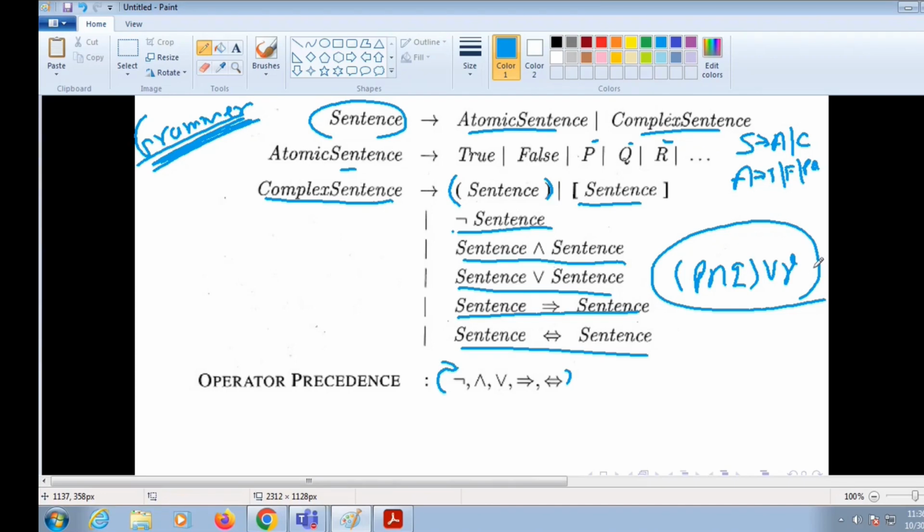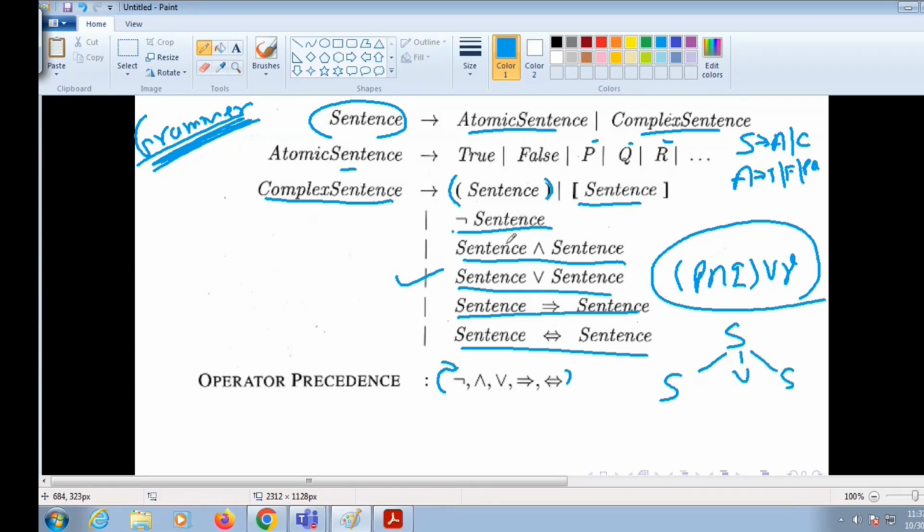Is it a right formula? Is it a right sentence? My question is, is it a right sentence? You can say yes or no, but I would ask for the proof. So you can write, sir, I take S. Then S goes to what? S goes to this sentence, that is S goes to S and R and S.